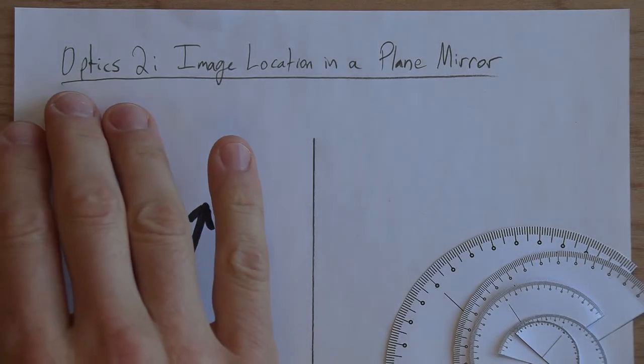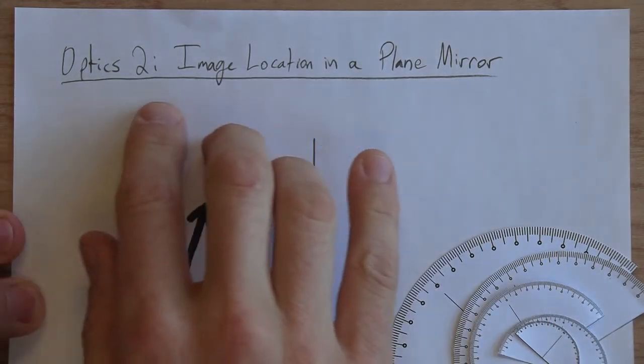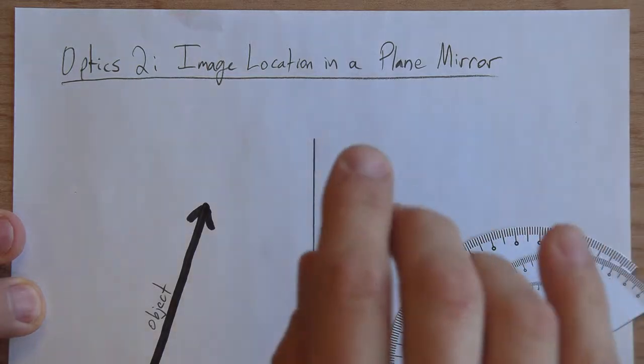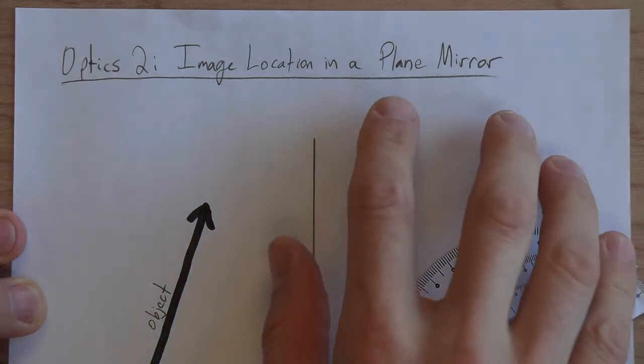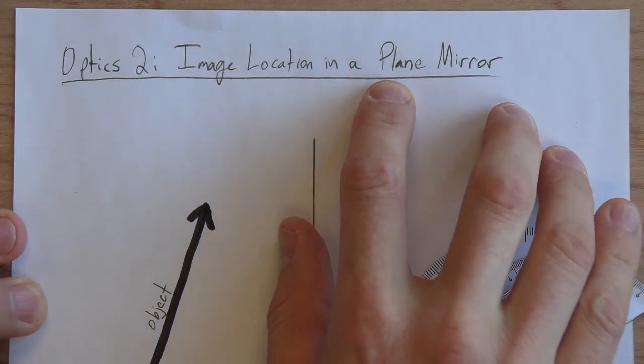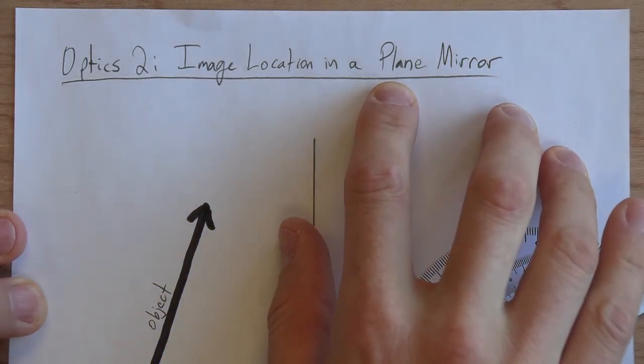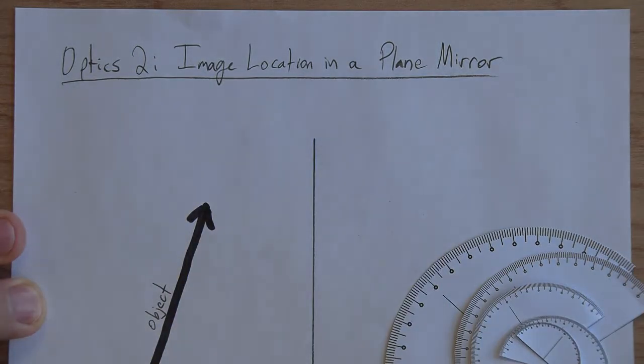So what I want you to do is begin by writing the title for today, Optics 2, Image Location, a Plane Mirror. What I mean by a plane mirror is not one that's not decorated. I mean plane in a mathematical sense. In other words, the mirror is flat in all dimensions. It doesn't have any curvature to it. So go ahead and write this title now.